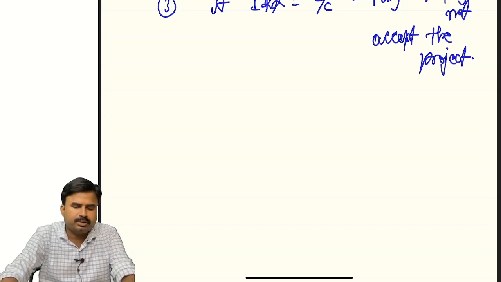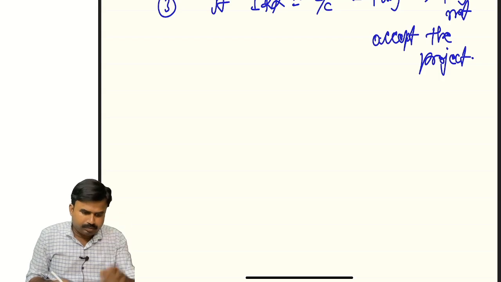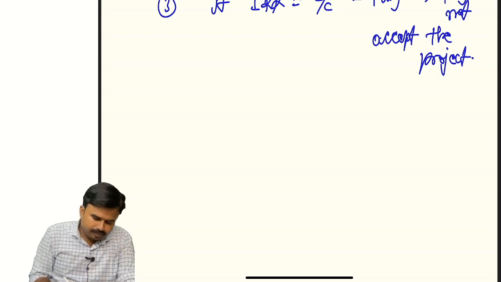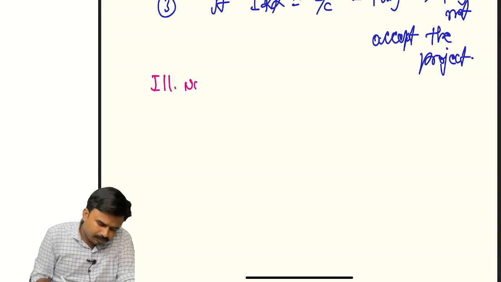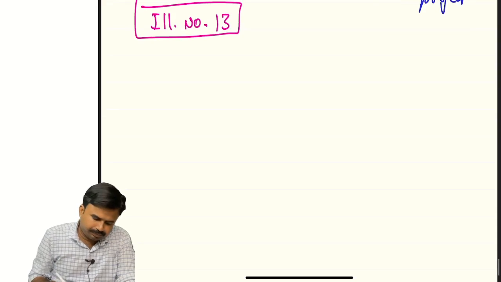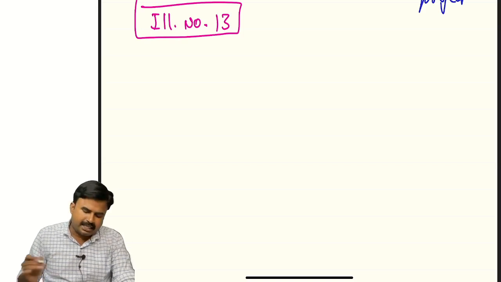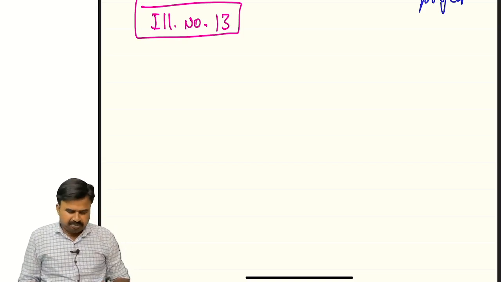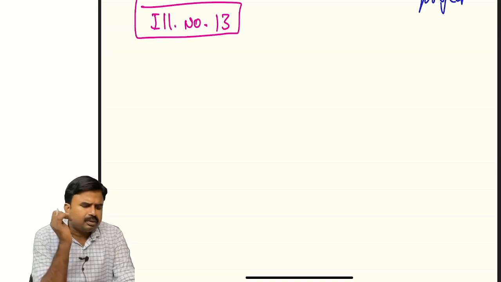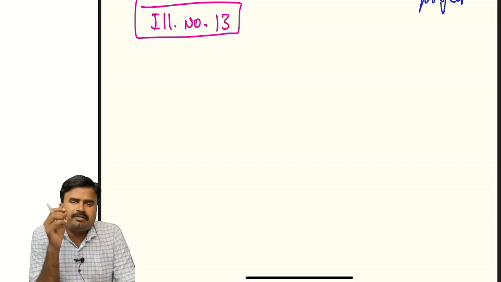Here is the question. Illustration number 13. Under trial and error method, you should go for guesswork. There is no specific discount rate here, so you must start with a first guess rate.